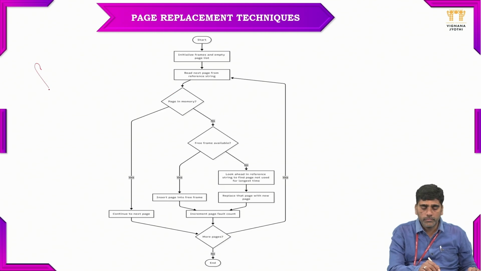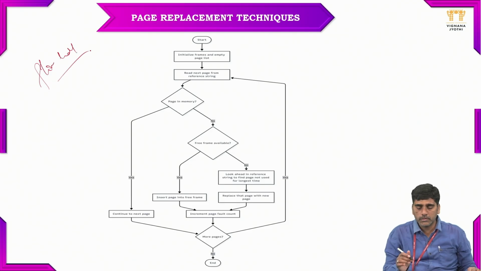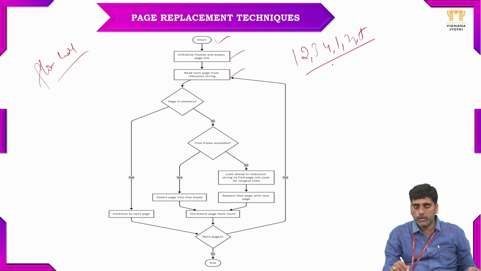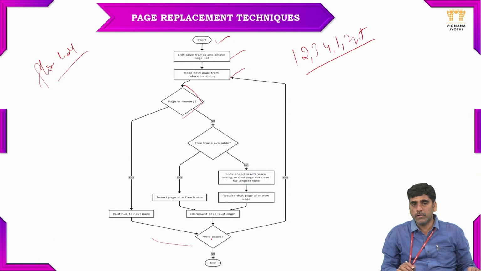So here is the flowchart of how the optimal page replacement process works. First, initialize all the frames and an empty page list. Read the next page from the reference string. Once the page reference string is ready, we read each and every page into the main memory. If the page is in memory, yes, then continue to the next page.